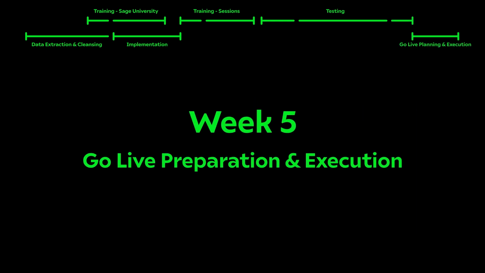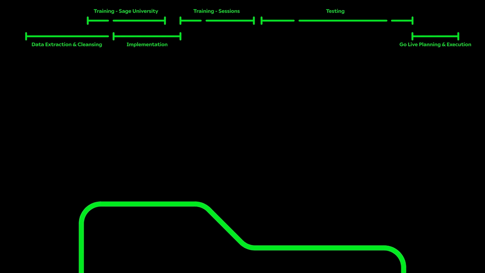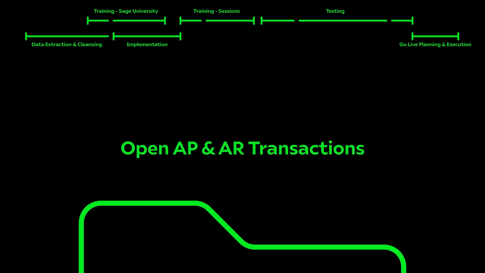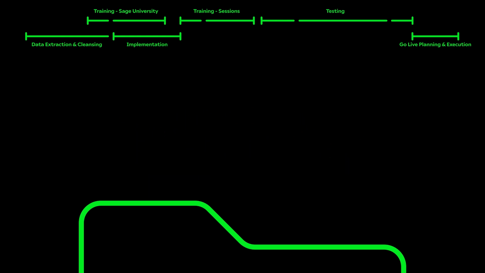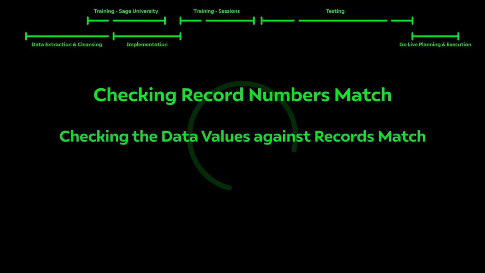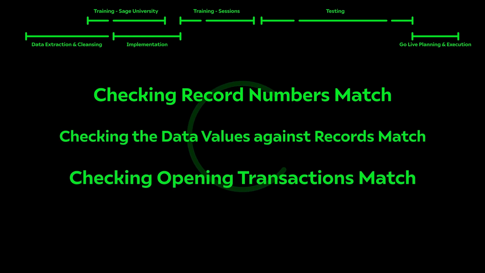The fifth week is dedicated to go live planning and execution. This will involve purging transactions from your system that were being used for testing purposes and preparing your opening balance transactional data, that is opening trial balance, open AP and AR transactions, so that they can be loaded into the system. A final validation of your system is required prior to live running. This will include checking record numbers match between systems, checking the data values against records match between systems, and the opening transactions match.